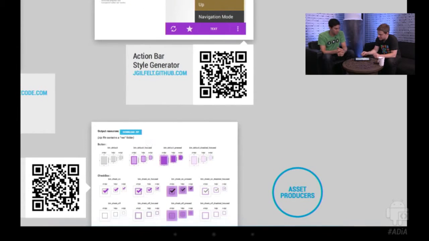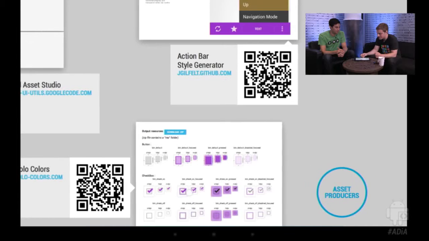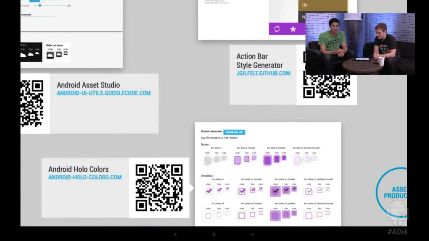And the last tool, which I think is even more impressive in the amount of stuff it does for you, is Android Holo Colors. It's very similar to the Action Bar Style Generator, except it creates UI controls for you. Let's say your core brand accent is purple. If you want purple checkboxes and purple buttons and purple text fields and everything, Android Holo Colors will just generate all this for you. You basically tell it which UI controls you plan on using, and it will generate those assets for you.